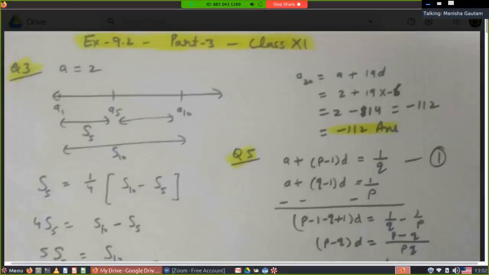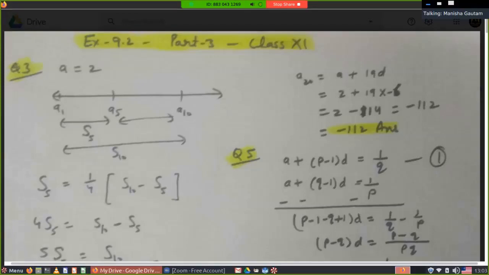As we are now doing the chapter Sequence and Series, in this exercise there are a few questions which are so important that we will discuss them. You just have to open the NCERT and read the statement along with me. Here is question number 3. We will discuss question number 3 first.